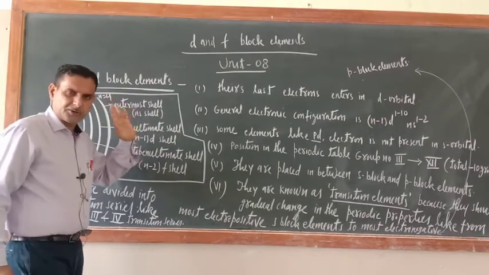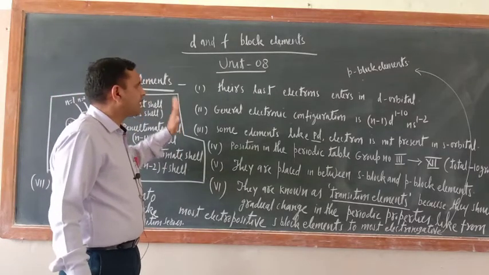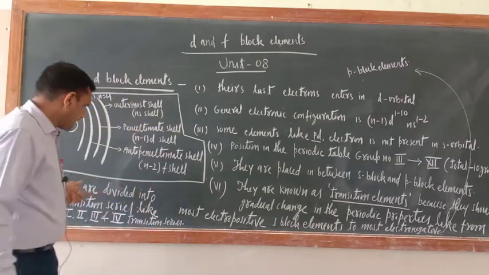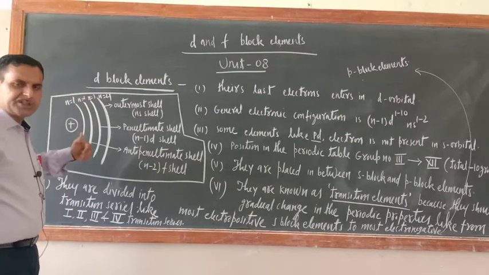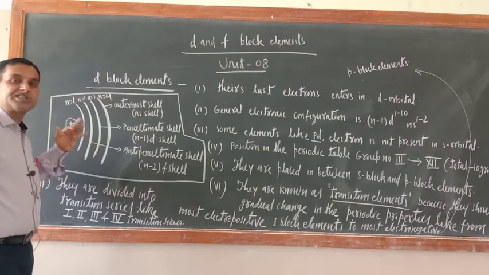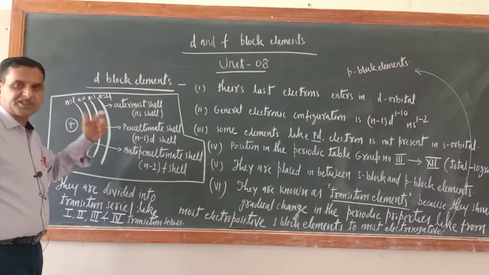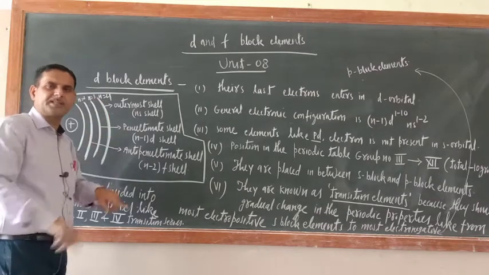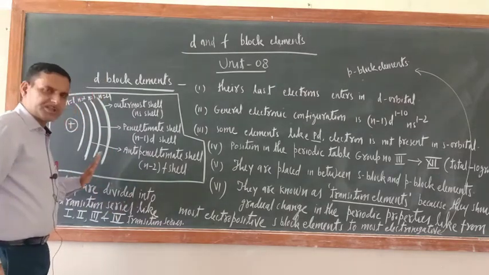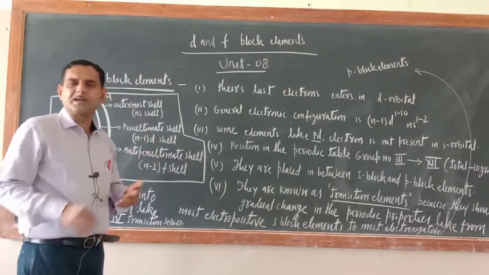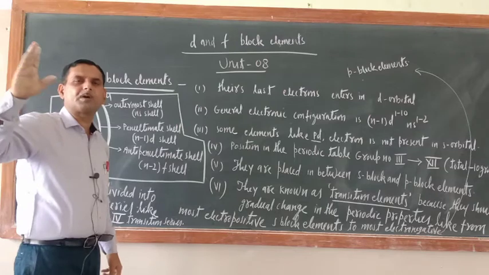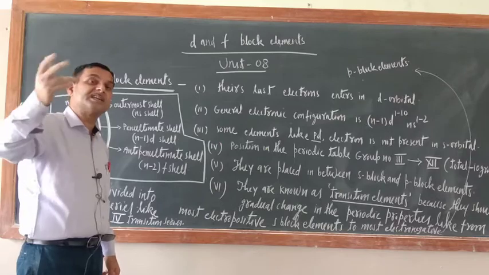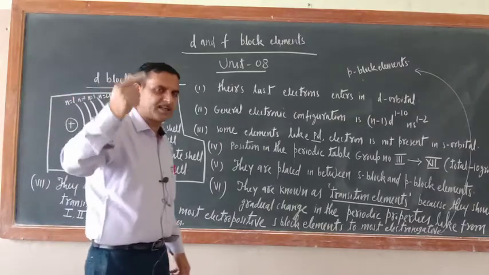So as far as the introduction is concerned, the introductory points of d-block elements are now completed. One more important point: the entire set of transition elements is divided into transition series, transition series 1, 2, 3 and 4. We will classify transition elements, but right now that much is enough. Just like s-block elements are divided into group 1 and 2, similarly transition elements we will study series wise: first, second, third and fourth transition series.